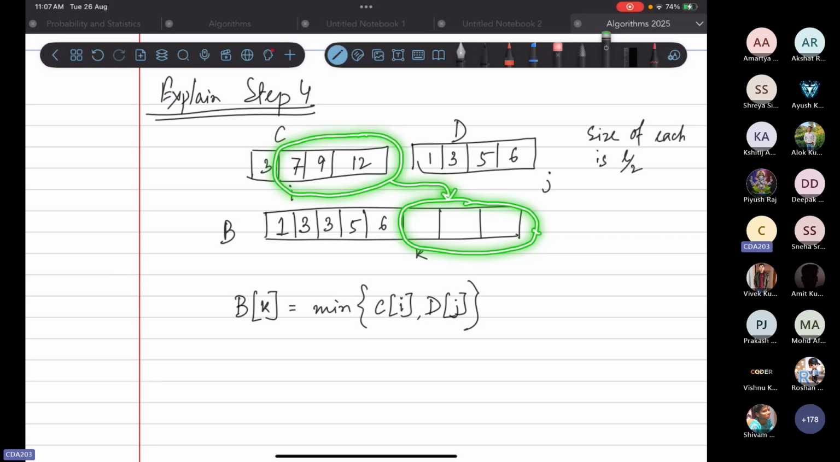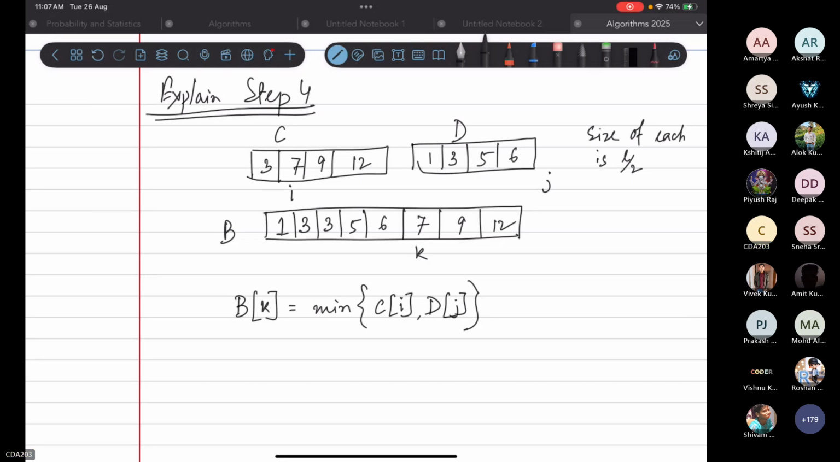Do you all agree with this? At this point, there's no comparison needed at all. So I can directly write that it is going to be 7, 9, and 12. That's it. Yes, I can write that because this C array is sorted. Clear? Any questions?